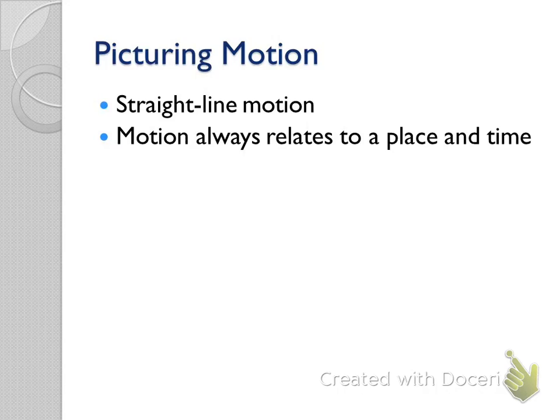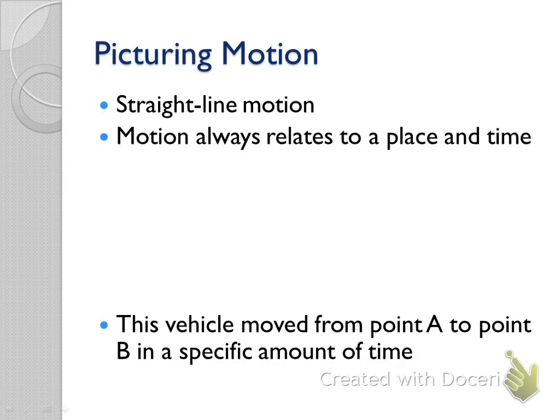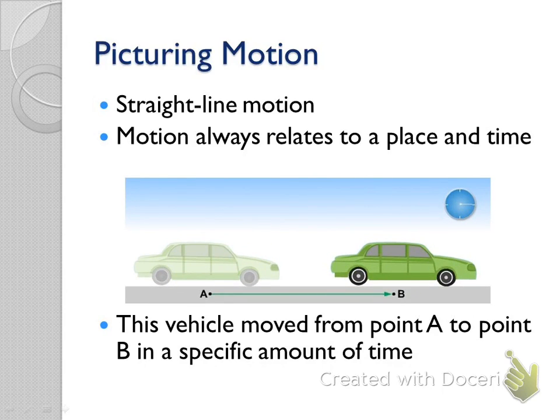So when we talk about motion in physics, we've always got to relate it to a place and a time, or a distance and a time, or a displacement and a time. We're looking at how far it's gone in a certain time interval, okay? So if you take a look at this picture here, this vehicle's moved from point A to point B in a specific amount of time, okay? I think that may be the most vague statement possible. But that's essentially what we're talking about here, is that objects move from point A to point B. This is how far they moved. This is how long it took them. And we can do a lot of different calculations based on basically that information.